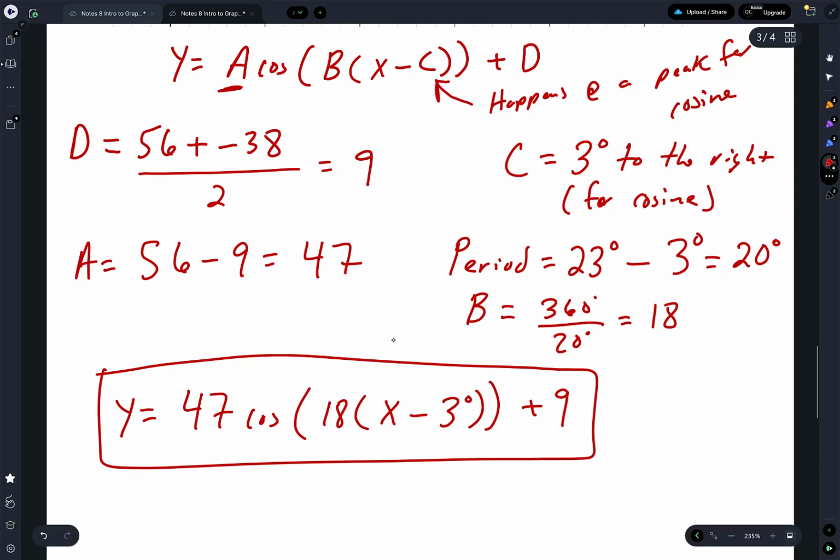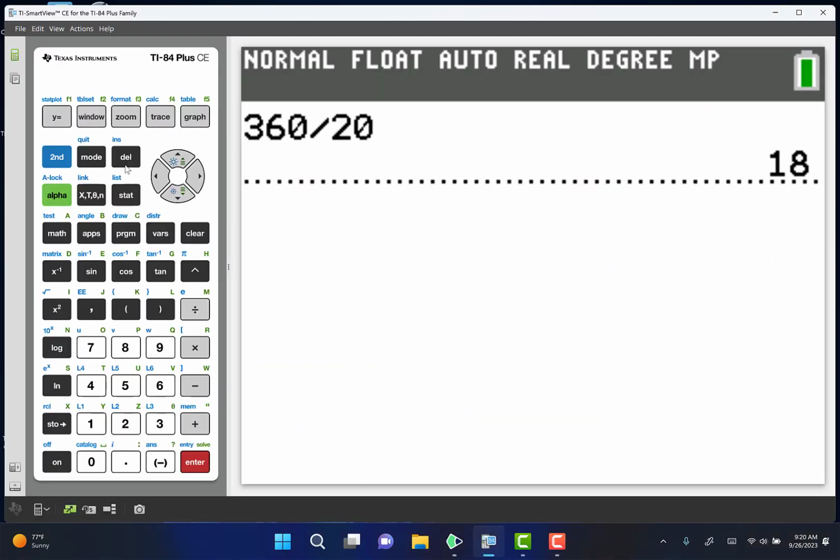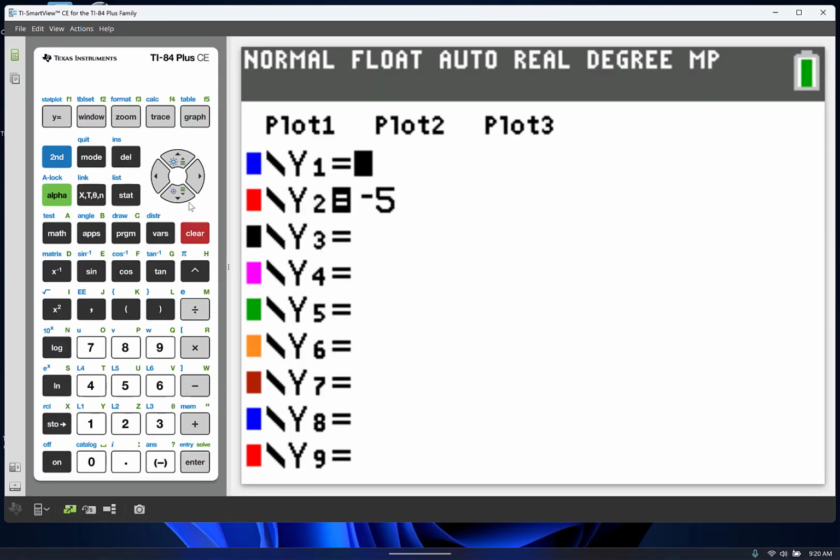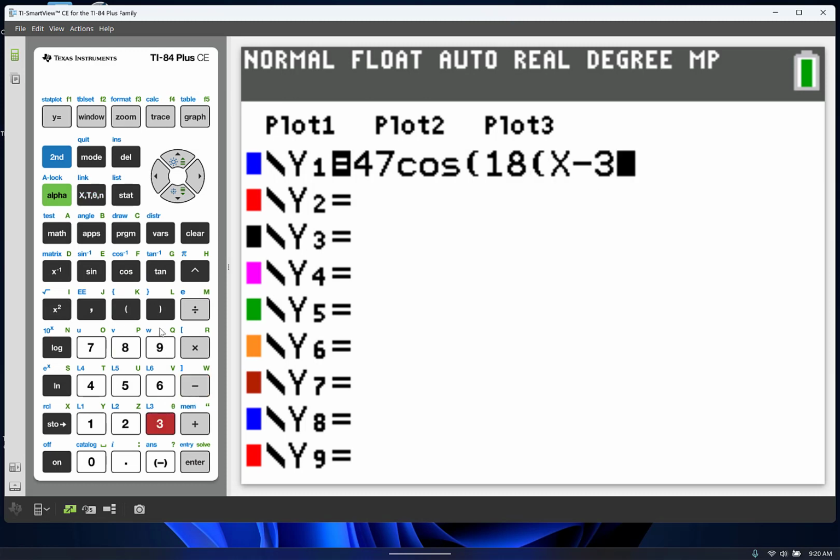And I would not just take my word for it, I would check this, guys. So type this into y1. So here's my equation. I'm going to clear that. Hook me up with the equation again. 47 cosine 18, and then with it x minus 3. Close, and then plus 9. All right, and then I'm going to put 9 here, and don't push graph yet.